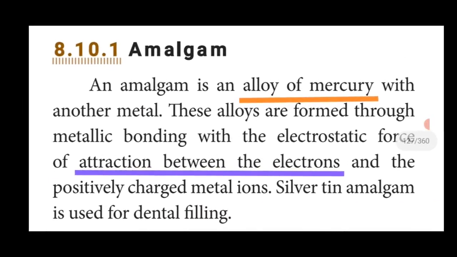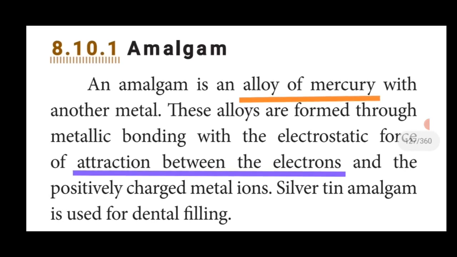Let's see amalgam. What is an amalgam? An amalgam is an alloy of mercury with another metal. Mercury's symbol is Hg. An alloy of mercury with another metal is called an amalgam.